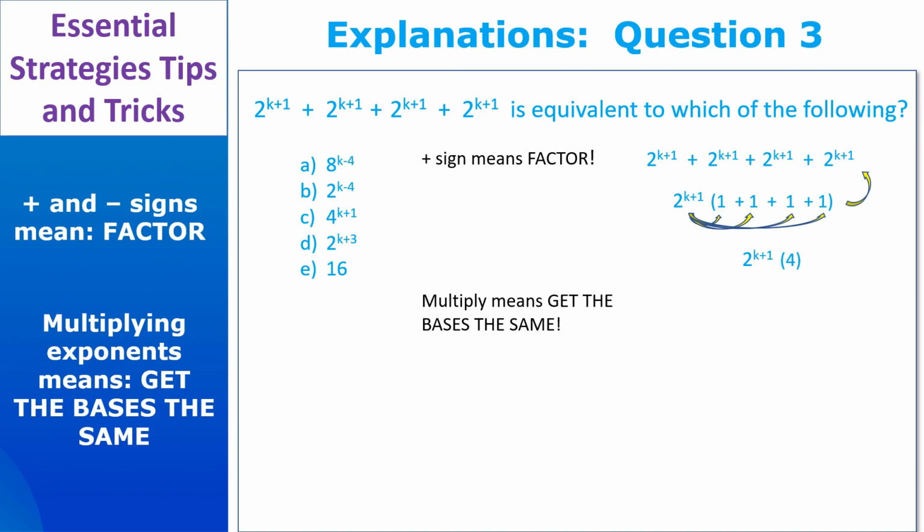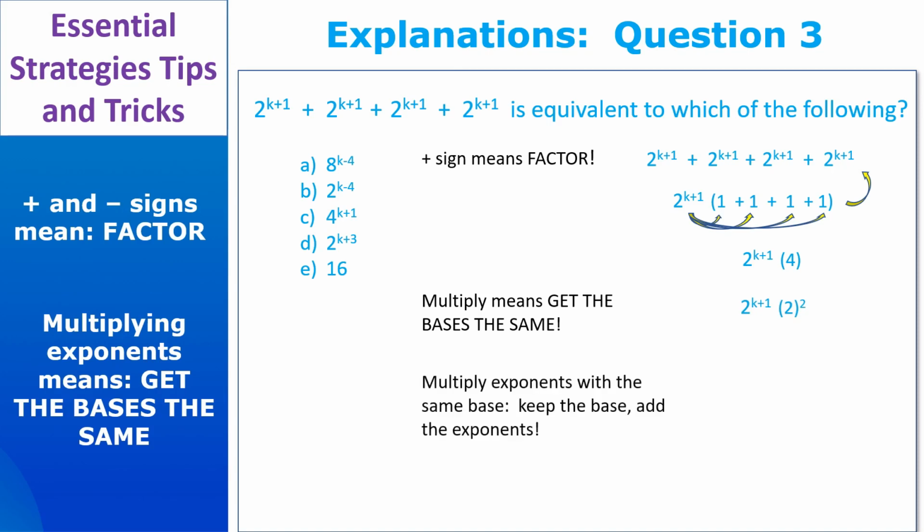And that's no problem because 4 breaks down to 2 squared. And now that we have the bases the same, we multiply by keeping the base and adding the exponent. So what we get is 2 to the k plus 3, answer choice D. Very good job. That's a very high level question.